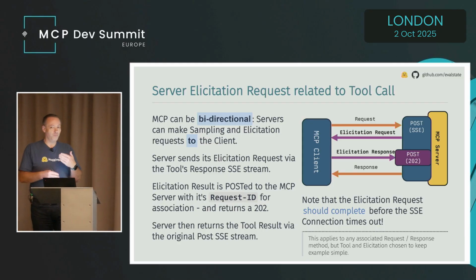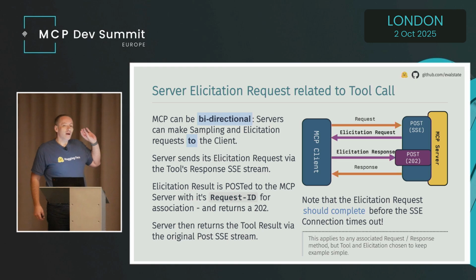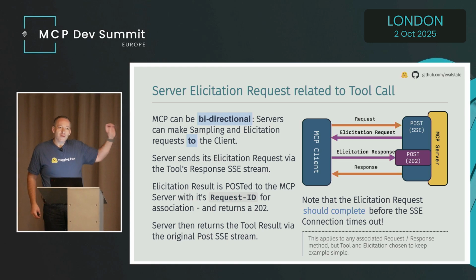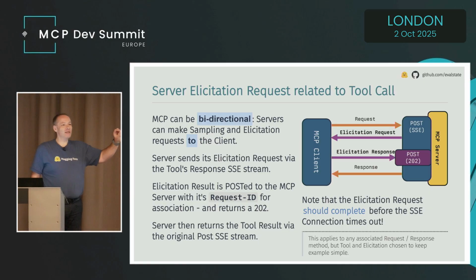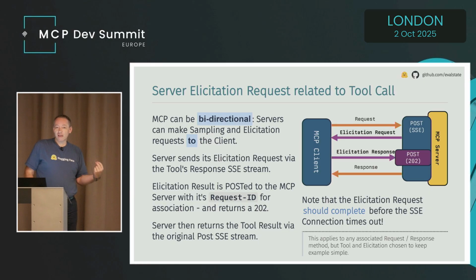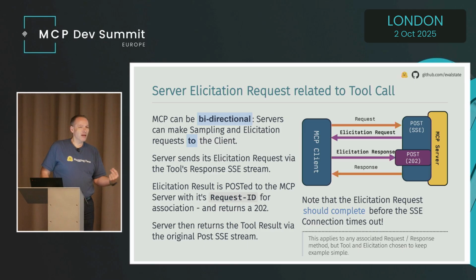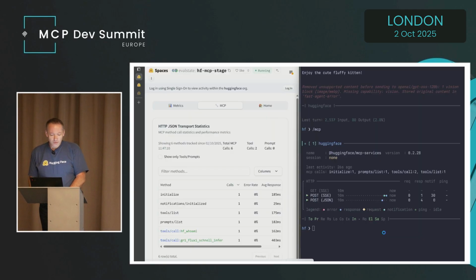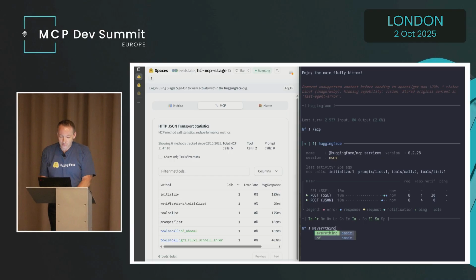So you fill in the form, and then you do another post to send the form data, the elicitation result, back to the MCP server, and then the MCP server gives you the final tool call response on the original SSE stream. Got that? Yeah, it's a bit of a dance, right? There's a few steps. So I'll just talk through this.